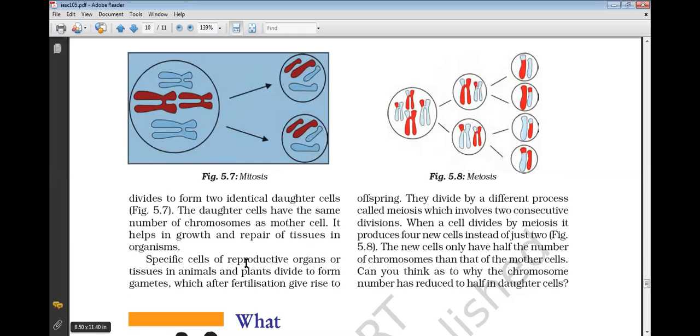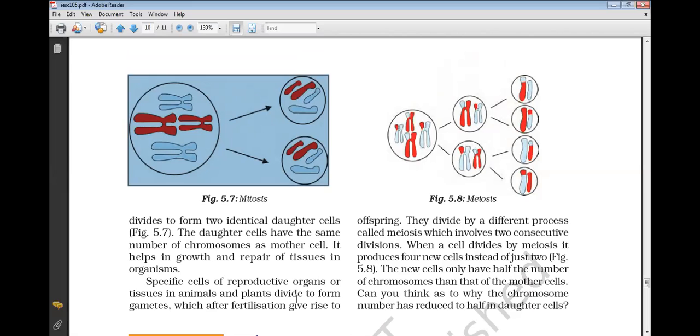Now specific cells of reproductive organs, that is tissues in animals and plants, divide to form gametes. These words will be somewhat new for you: male gamete and female gamete. We'll study them in later chapters, but at present understand that when gametes are formed, a cell division is taking place.